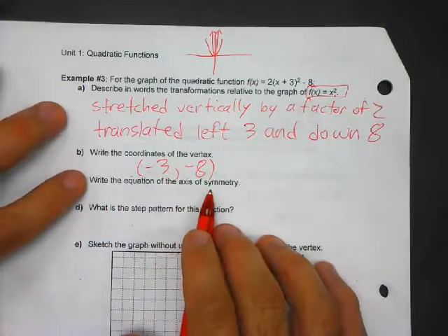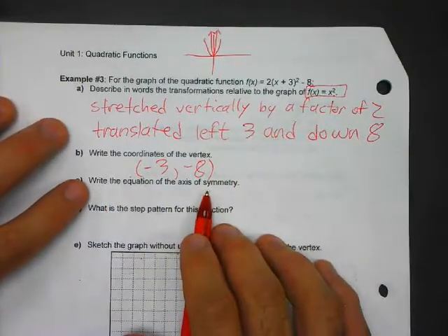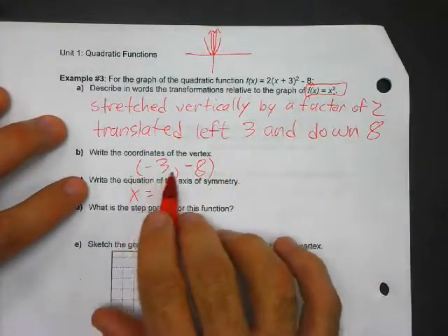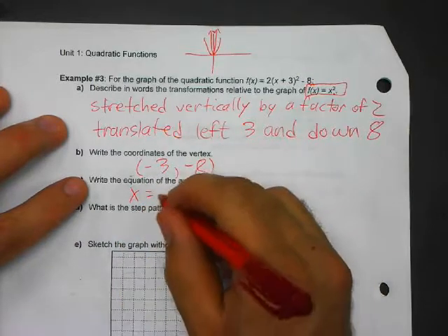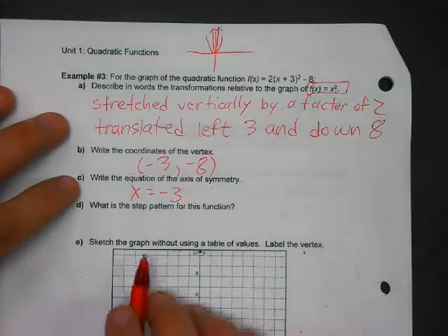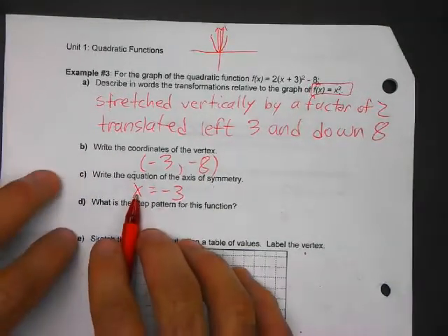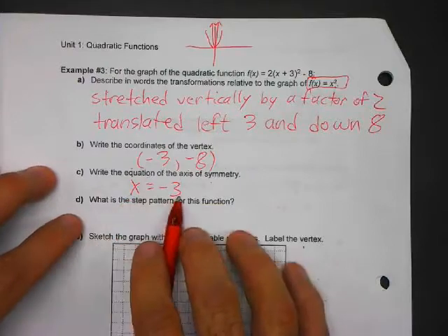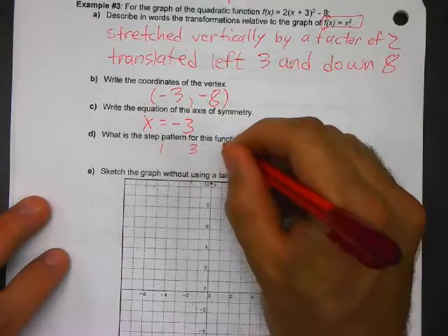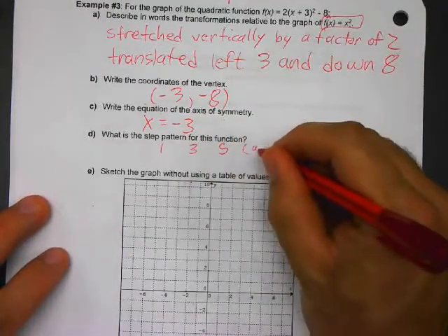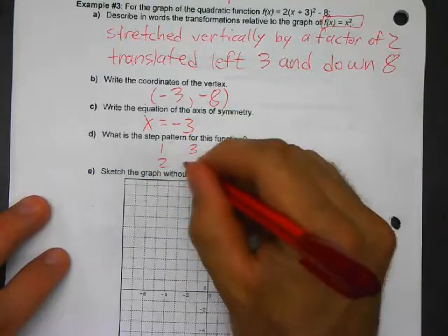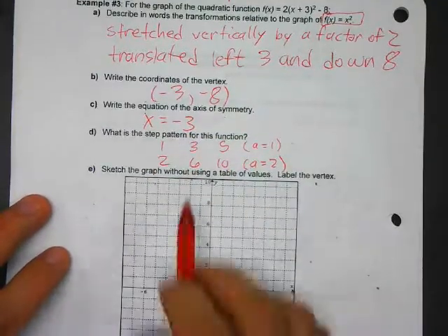Write the equation for the axis of symmetry. The axis of symmetry is always x equals, and it's the x value of the vertex, which we just wrote down here. So that's x equals negative 3. Don't just put negative 3, then it will be wrong. It's an equation, so it has to be x or y equals, but it's always going to be x equals for this type of equation. What's the step pattern? I'm going to write down 1, 3, 5. That's not the right answer. This is for a equals 1. When a is equal to 2, it's going to be 2, 6, 10. We just double them all.